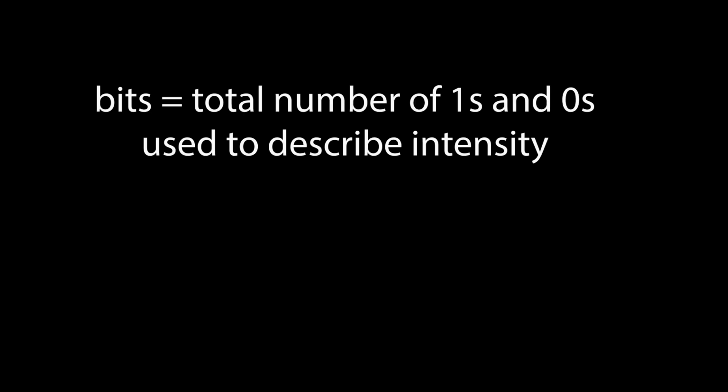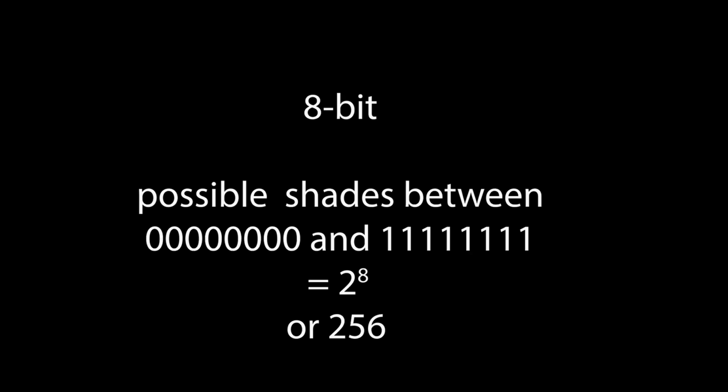A word on bit depth. When we talk about bits, we're talking about the number of ones and zeros that our camera's analog to digital converter can use to describe colors. Most cameras these days record color in 8 bits. That means the AD converter in the camera can use 8 individual ones or zeros in whatever combination to describe the intensity of light at that pixel.